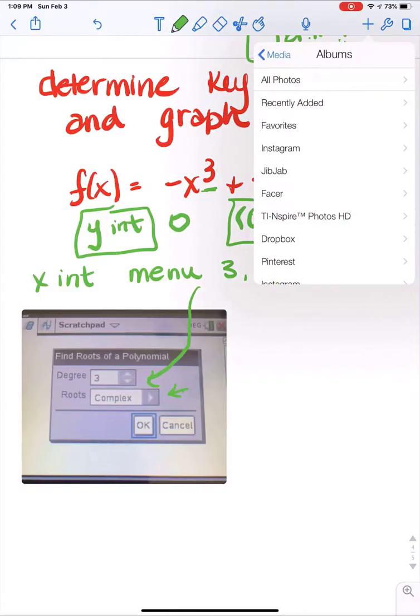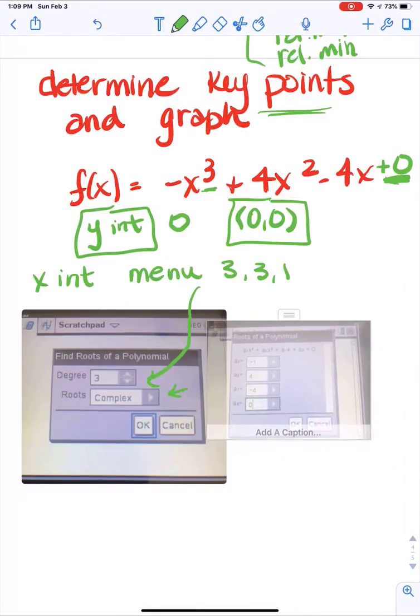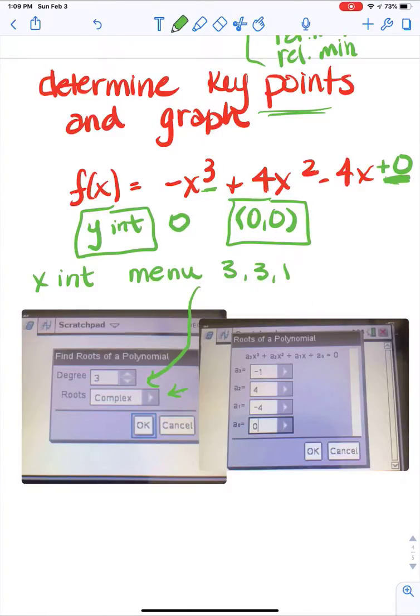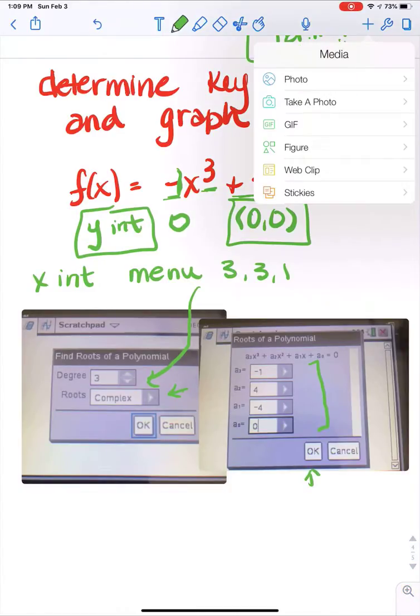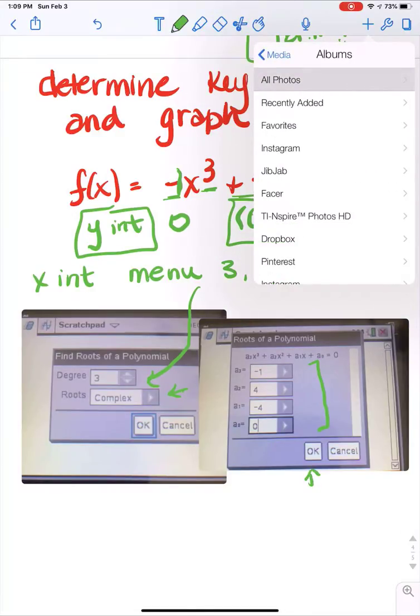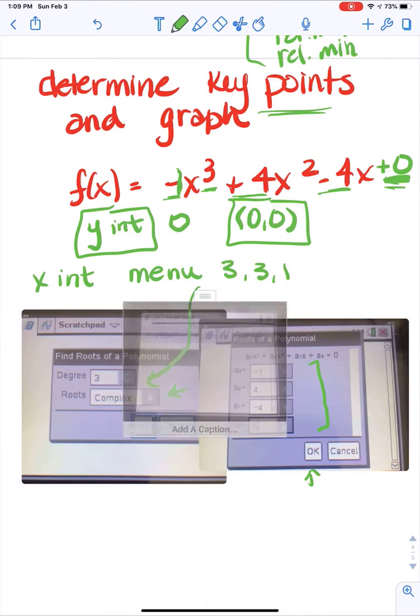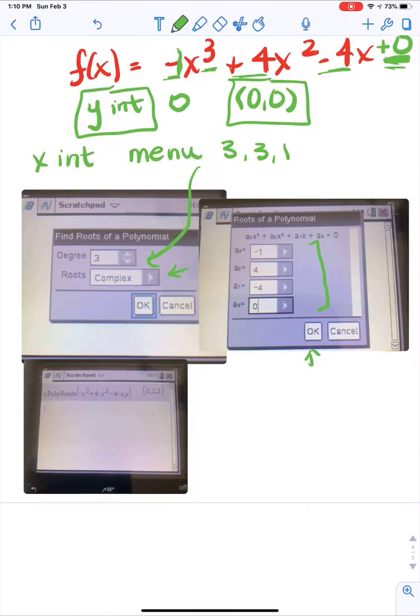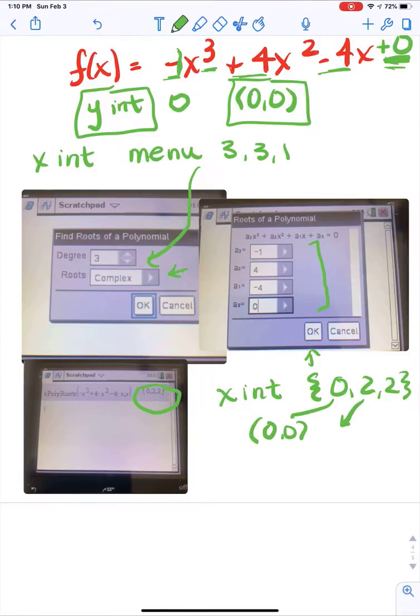Okay, once I get that, then I'm going to put my numbers in. Now remember, I assume there's a -1 there, +4, -4, and 0. So I've plugged all those in. And then I'm going to hit my OK. Okay, so once I do, I'm going to get this. That means that my x-intercepts come from this set. Now, you'll notice that the 2 is repeated. We are not going to repeat it in our list. This tells me that I'm going to have an x-intercept at (0, 0). This tells me I'm going to have an x-intercept at (2, 0). And if I've already got this written here, I do not need to write it a second time. So these are my x-intercepts.